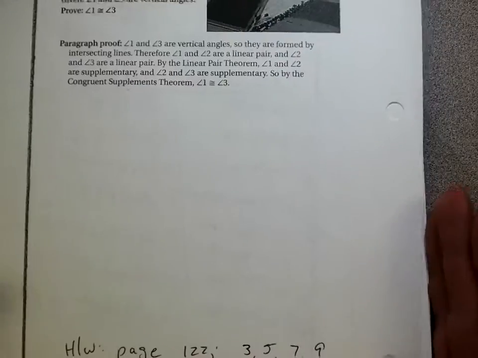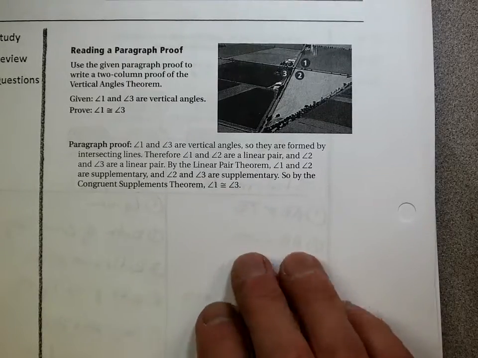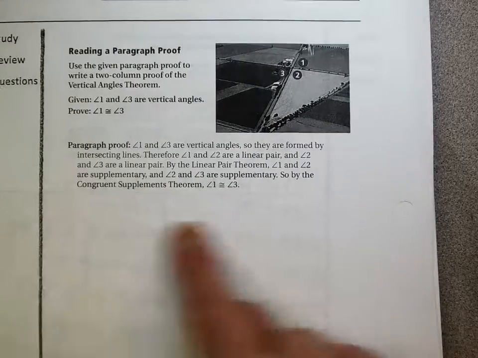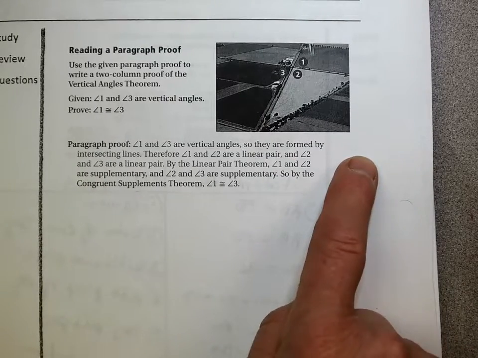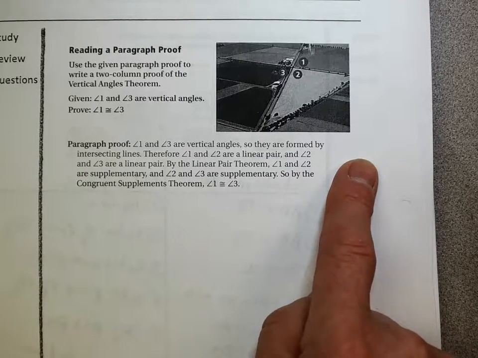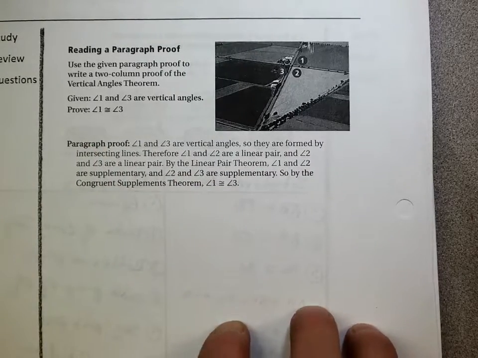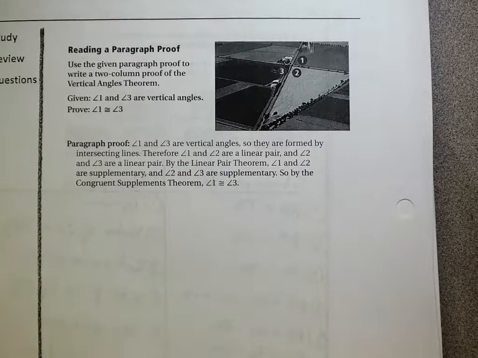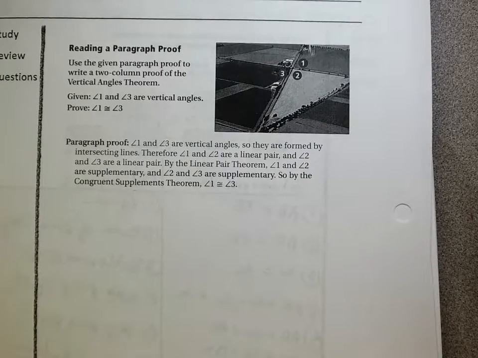Here's the second part. It's a paragraph proof. So again, all of the answers to our proof are in this paragraph. We don't have to think a whole lot again. We just have to say, what are they trying to tell us? How can I write that into a two-column proof? I don't have to do a lot of strategizing. The strategy has been done for us. Okay? So it's a paragraph proof.